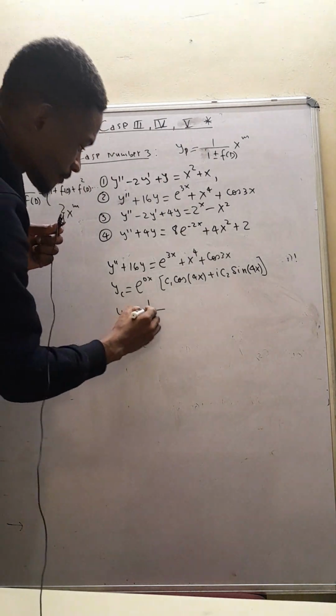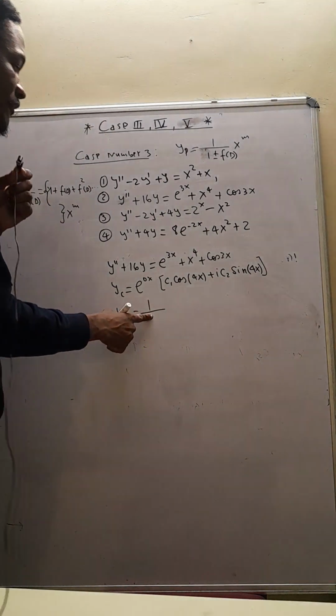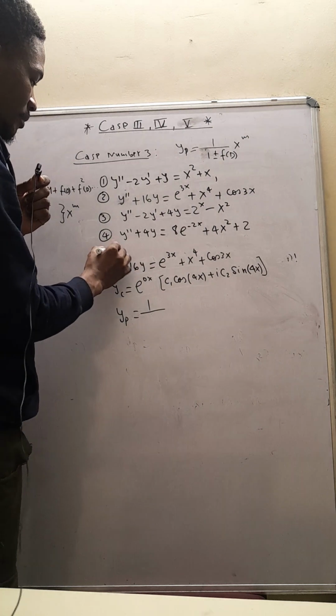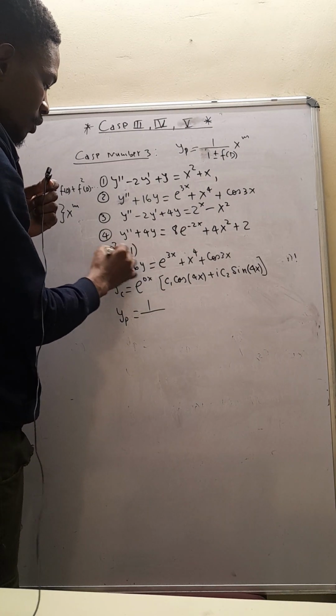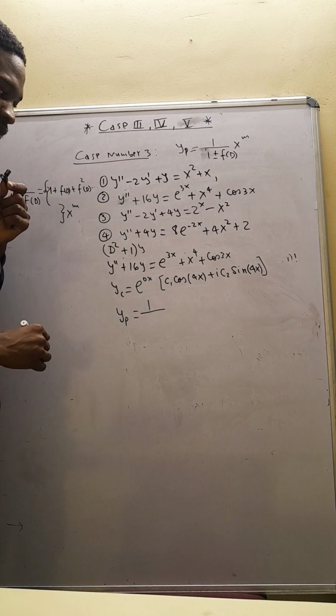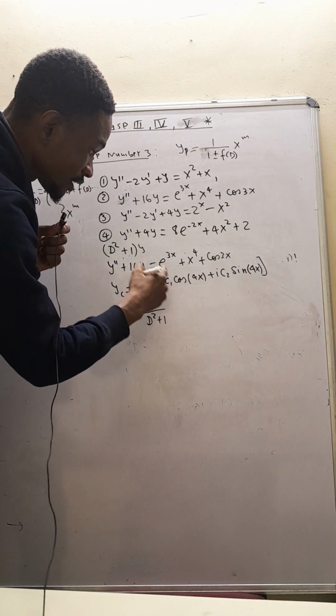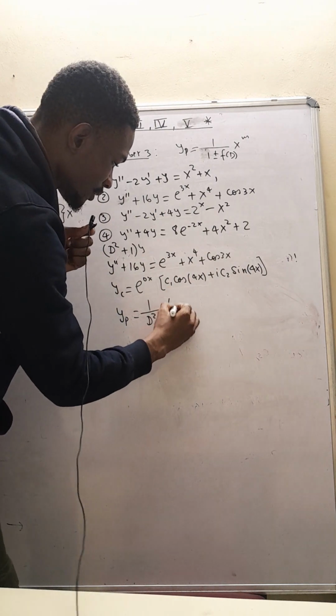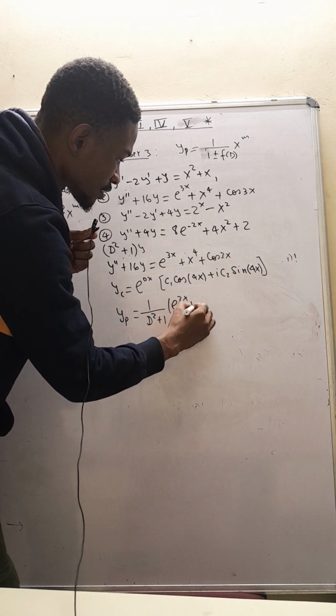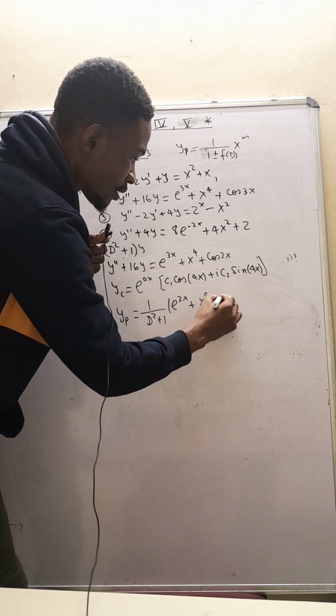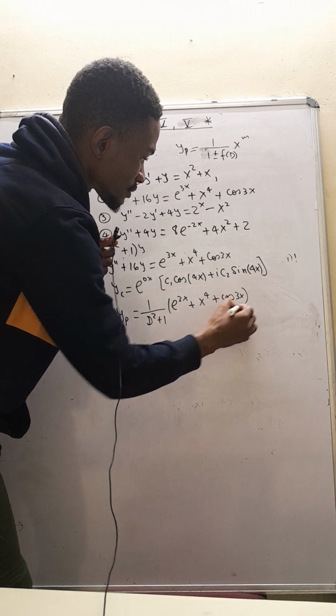Now, how to find yp? 1 upon f of d. What is f of d here? Here we know this will be d squared plus 16. Then I can just write d squared plus 16. Now the function here is all of this, so it is e raised to 3x plus x raised to 4 plus cos of 3x.